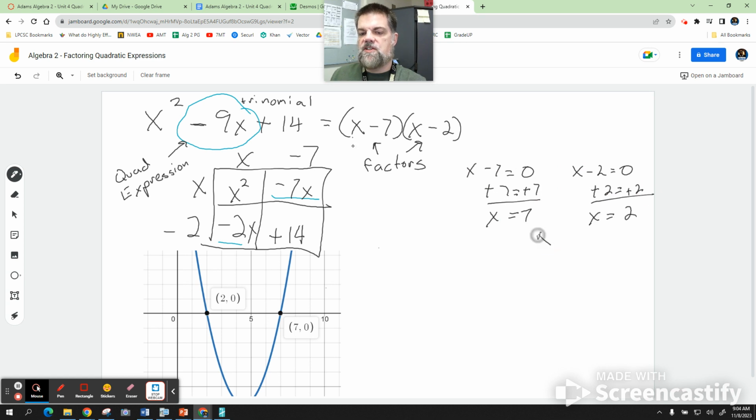What are these called? Zeros. They're also called the solutions. They're also called roots. It depends on the method you use to find these numbers. Roots, solutions, zeros. I feel like I'm forgetting something. Oh, x-intercept.